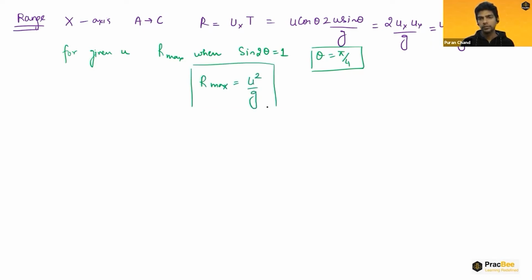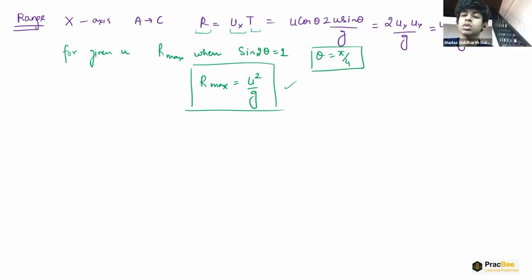Got it? Okay, so now we have the range. This is our maximum range, and it will happen when the angle is 45 degrees. You must have seen, in the case of a javelin throw, the thrower always throws it at some angle, and that angle has to be 45 degrees. So if you want to maximize the range, you have to throw it at an angle of 45.